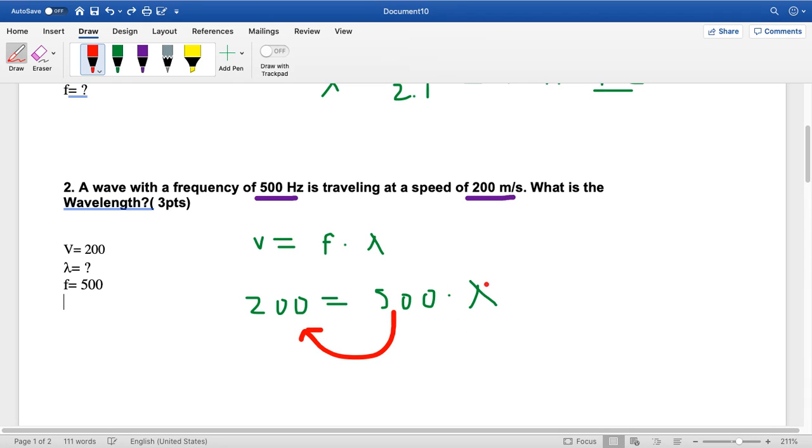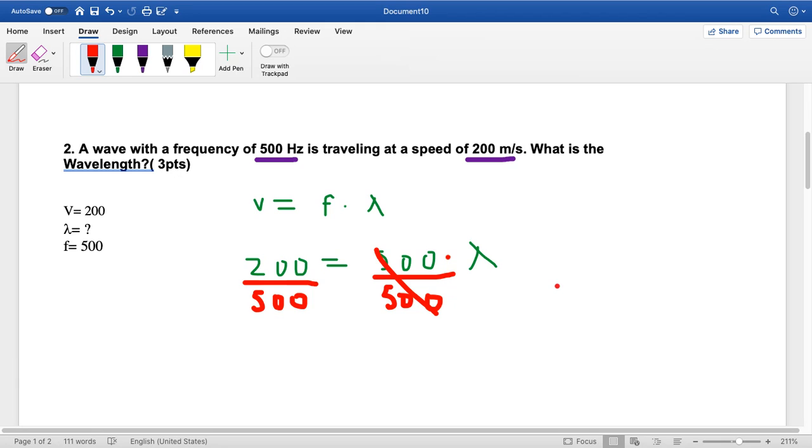Okay. All right, so what I'm going to do is, right here, I'm multiplying times 500, so I have to do the opposite, which is going to be divided by 500. So if I divide by 500 on one side, I have to do it to the other side. So the 500s, the same thing over each other, cancel. So that gives me wavelength equals this.